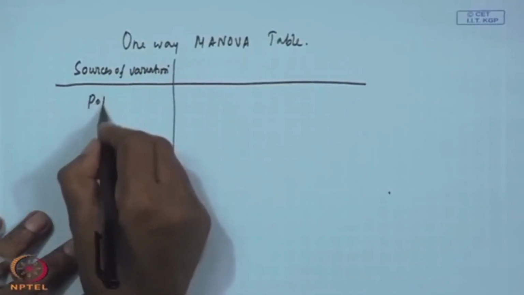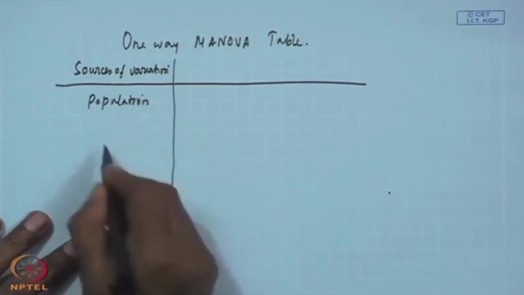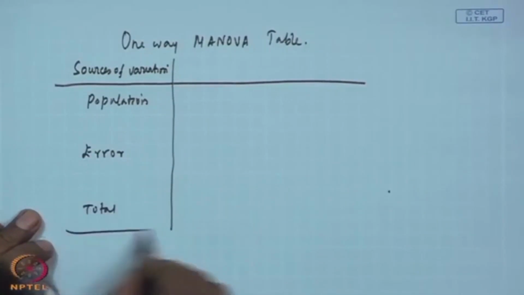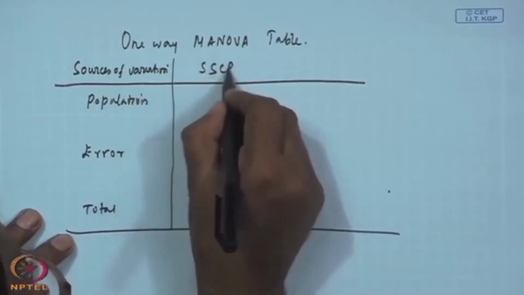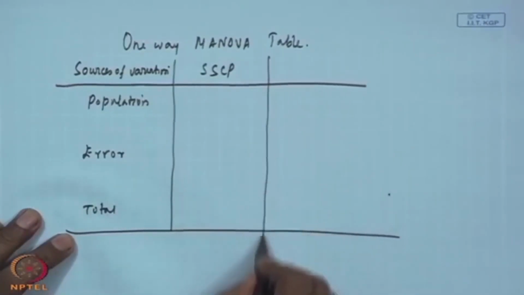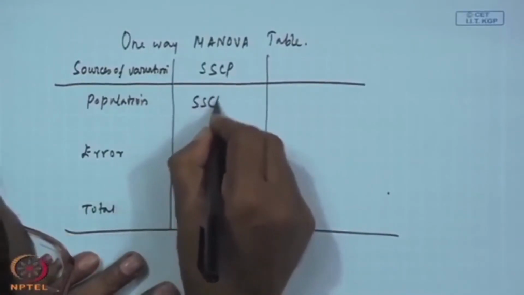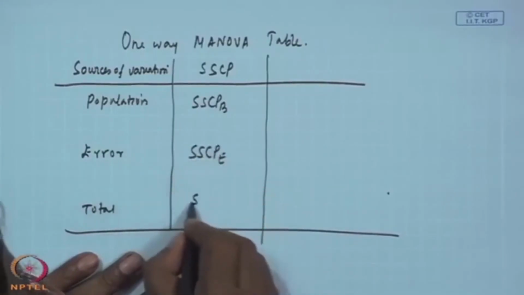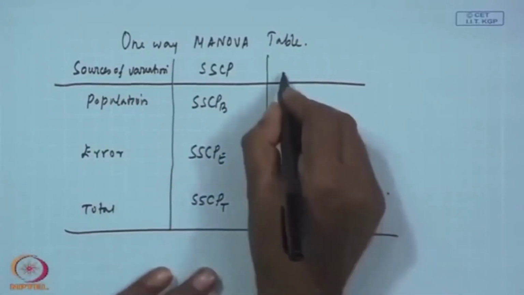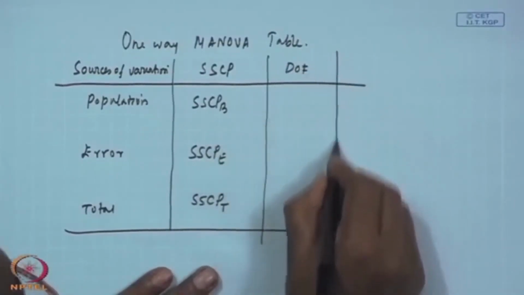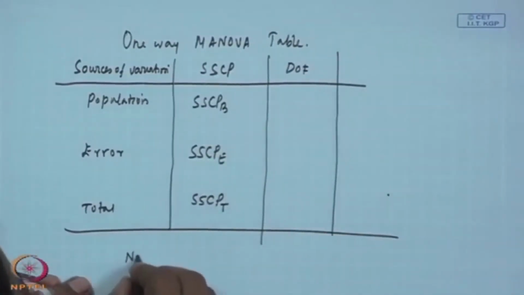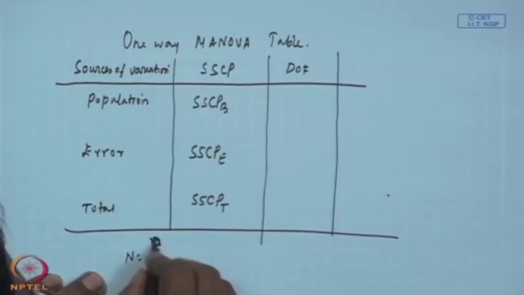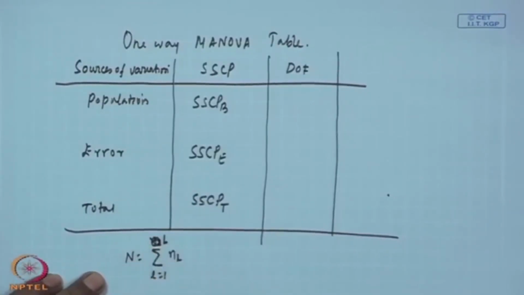So, definitely your population is one source, then error is another one, then total is coming. Then you have the SSCP matrix. In our case, it is SSCP between, SSCP error and SSCP total. Then you will be writing the degree of freedom, and I told you that n is the sum total of n_l, l equal to 1 to capital L. This is the case.